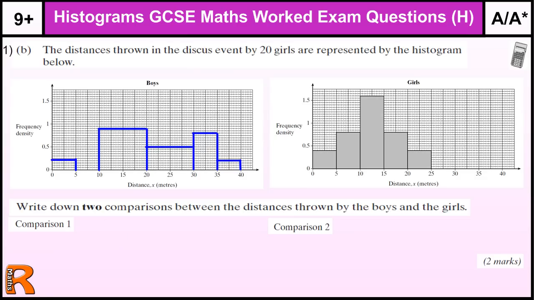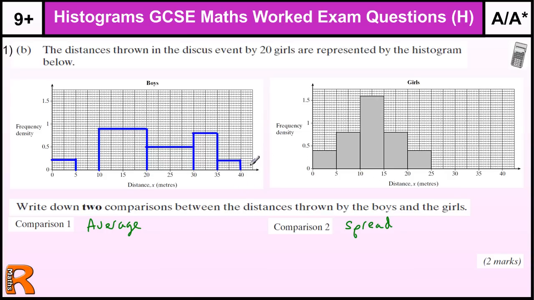Now at GCSE level, when you're comparing distributions, there's only two things you need to think about. One is the average, a measure of the centre, and the other one is the spread. Usually we use the range as the easiest comparison for spread. Now let's do the spread first because that's nice and clear.